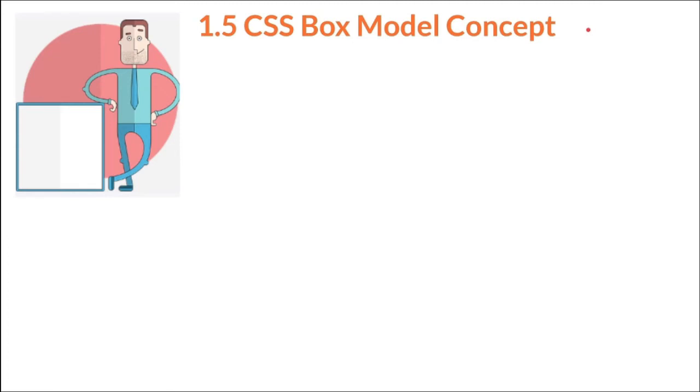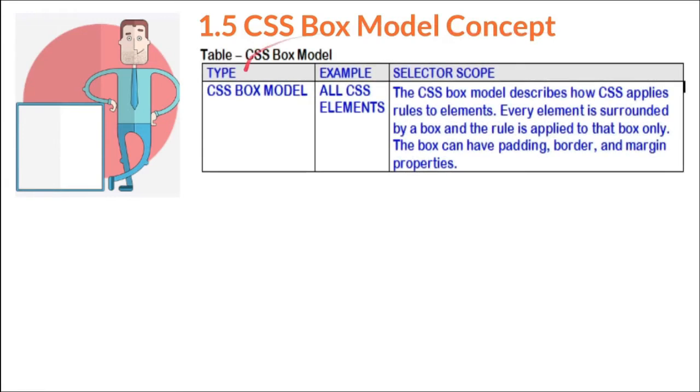Okay, CSS box model concept. As mentioned before, every element in a web page, when it's displayed by the web browser, is contained within a box. The CSS box model describes how CSS applies rules to elements. Every element is surrounded by a box, and the rule is applied to that box only. The box can have padding, border, and margin properties.